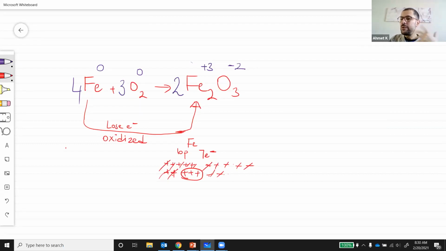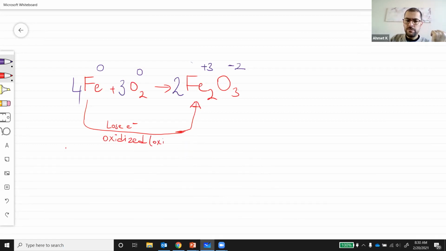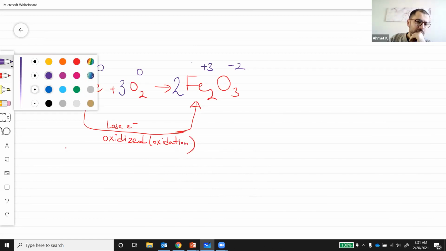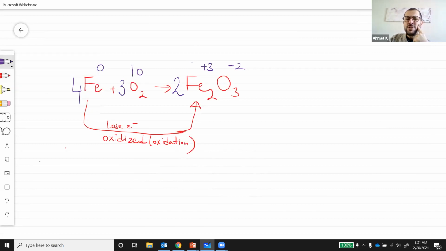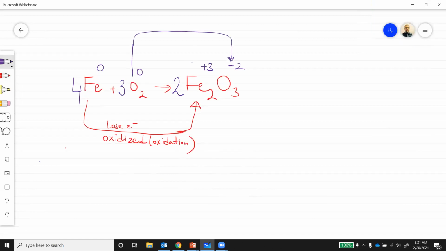It loses electrons, it means it's oxidized. Or you can call this oxidation. Same thing, basically. Makes sense, right? All right, so let's go back and look at oxygen now. What happened to oxygen? Oxygen was 0, and then it went from 0 to -2. So it seems oxygen did lose electrons or gain electrons?